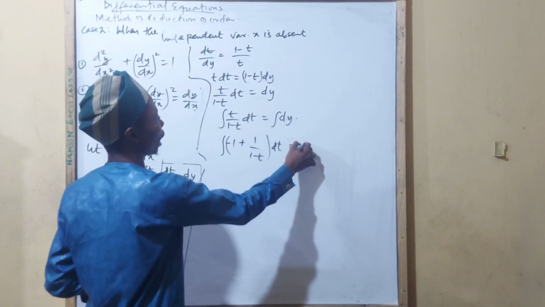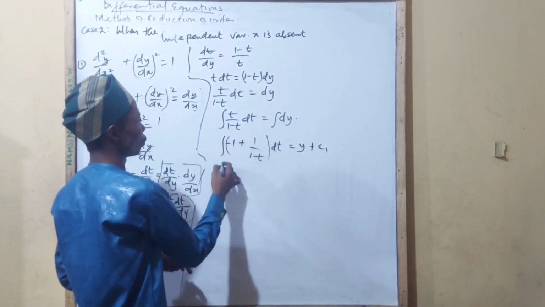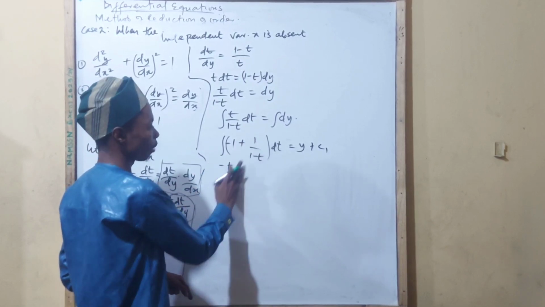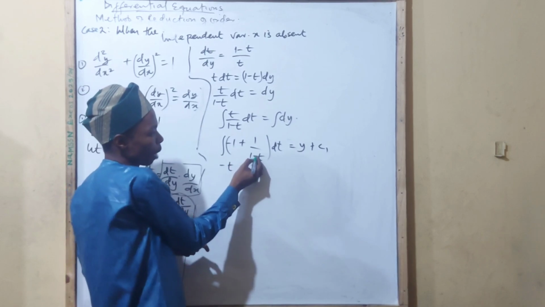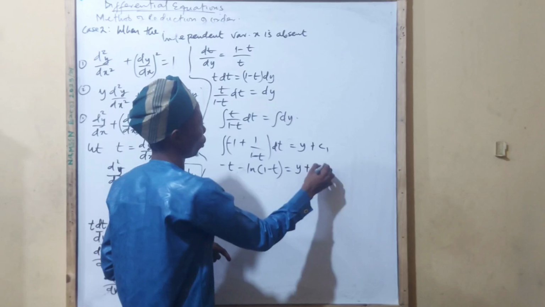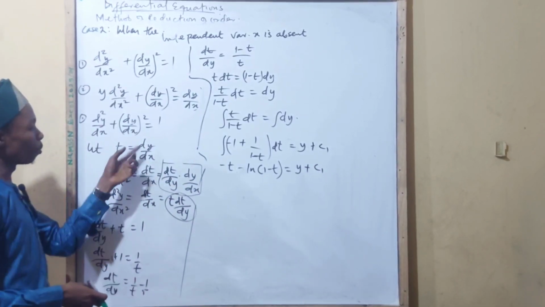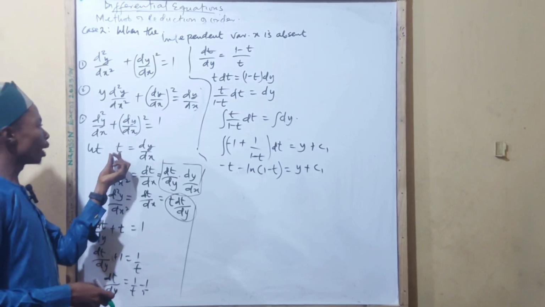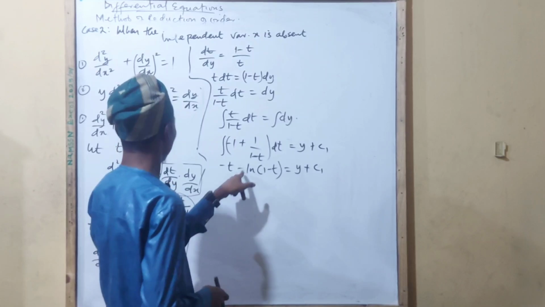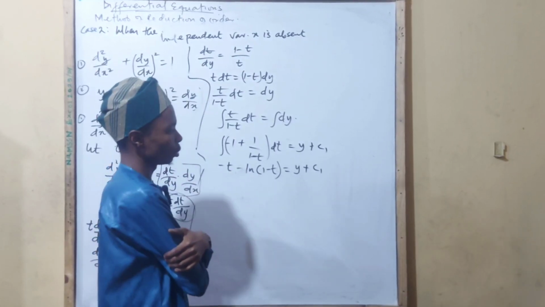So if I integrate dy, that is y, let's say plus c1. The integral of minus 1 with respect to t is minus t. The integral of 1 over 1 minus t will be ln of 1 minus t. But then we need to be very careful because of the minus that is here. So this one will be minus t minus ln 1 minus t equals to y plus c1. But then we need to go back to where we are coming from. We must make t stand alone. How will I make t the subject of the formula?